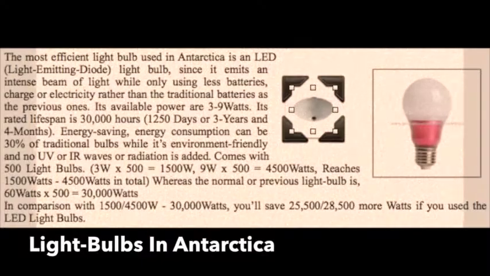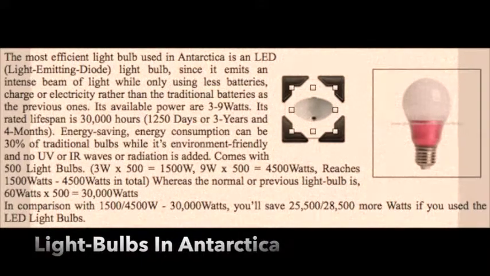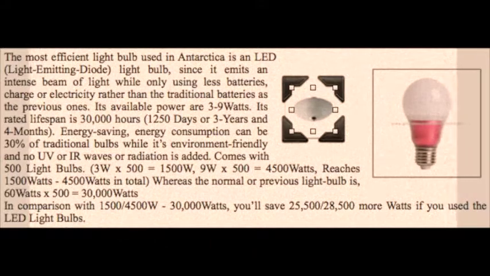Light bulbs in Antarctica. In Antarctica, LED lights are better than traditional light. The reason is that they save 30% more energy and produce more light. As seen in this picture, they only use 3 watts to 9 watts compared to 60 watts.